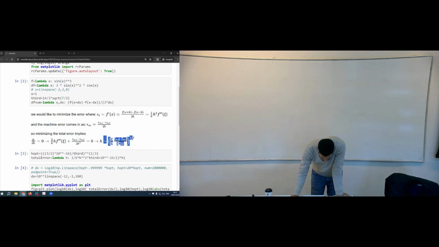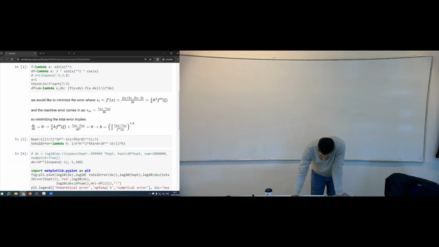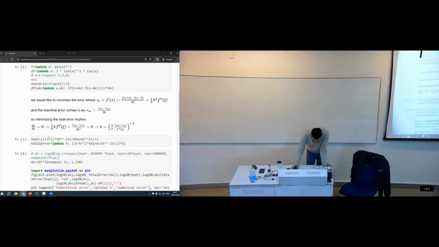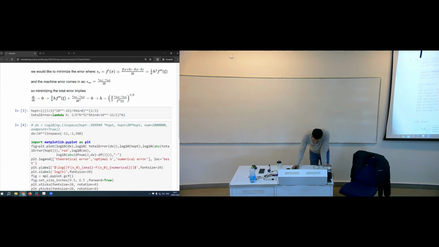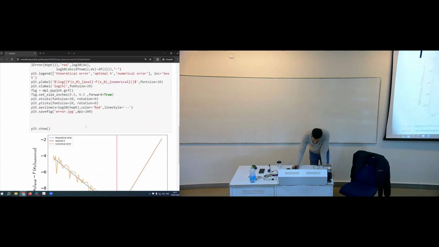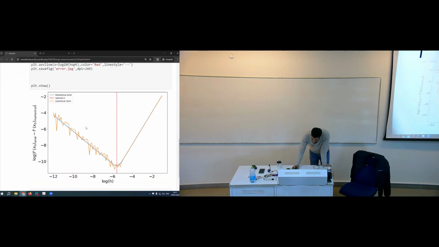Okay, so everything here we talked about. We try the h optimal to be what we said. And this 10 to the minus 16, what's this? Yes, that's the machine rounding error. And we try with many h's, and that's what we get.